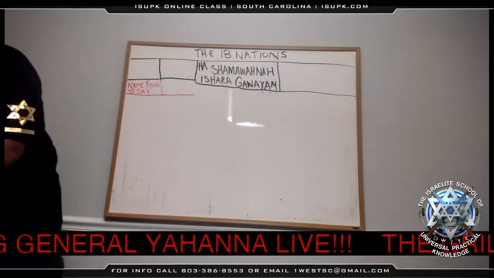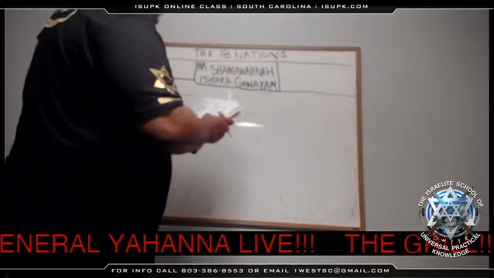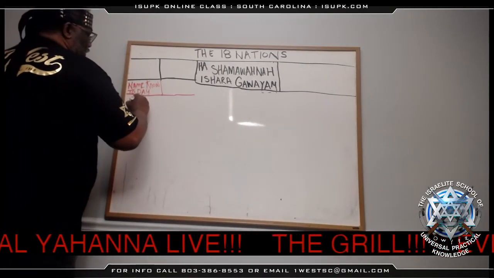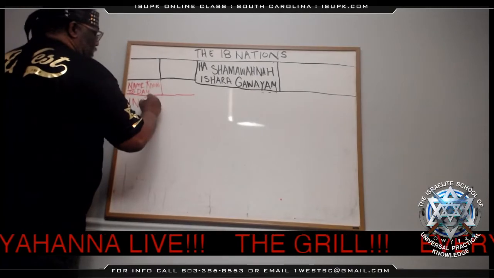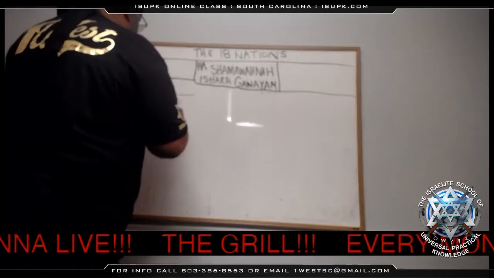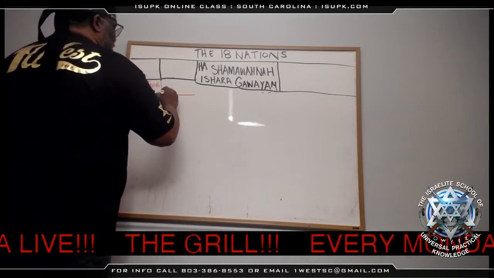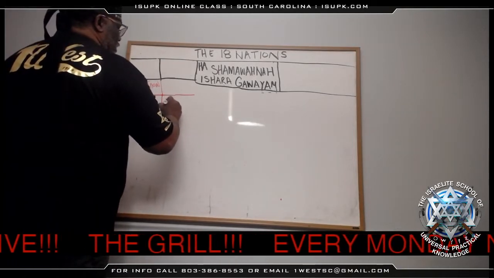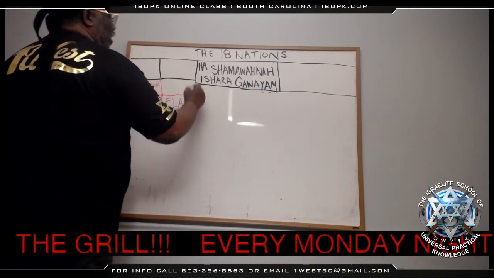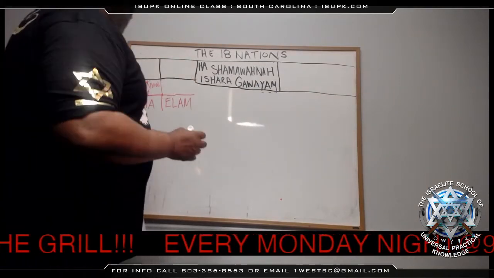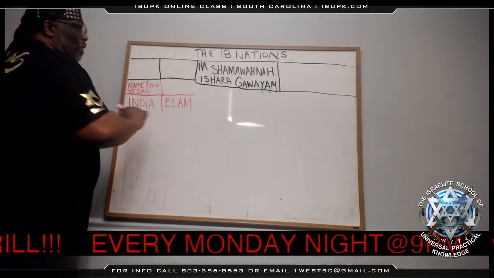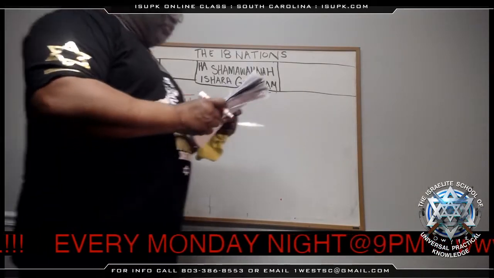That's our first column there. The first one we're going to use is India. India is called today Elam. We'll get to the breaking down of how it's spelled. Elam is how it's spelled, and we're going to get to the translation of what this is here.